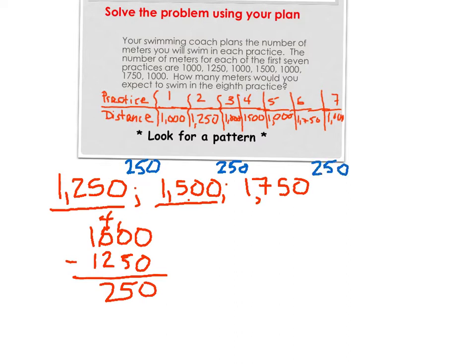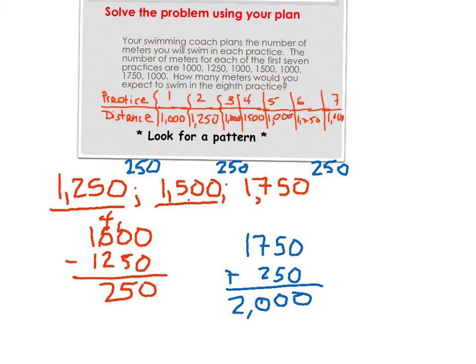So to find practice number 8, I just need to take 1,750 and add 250 to it. So 1,750 plus 250 would be 2,000. So my answer for practice number 8 would be 2,000 meters.